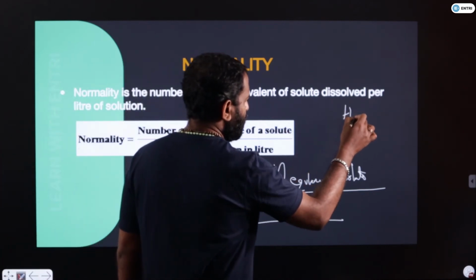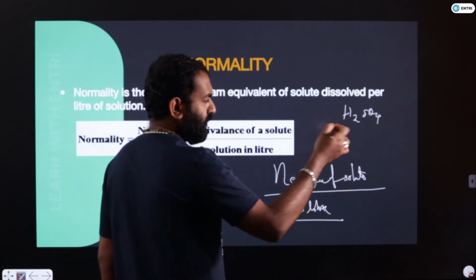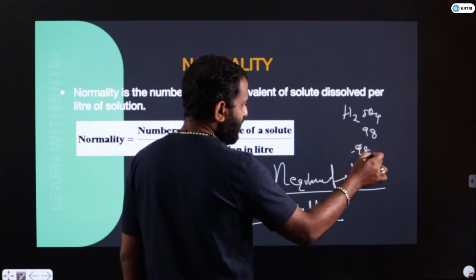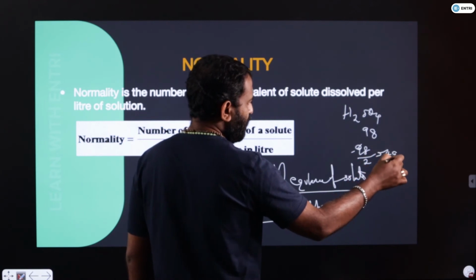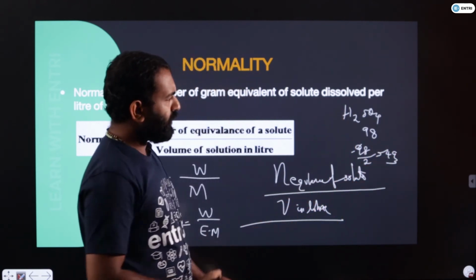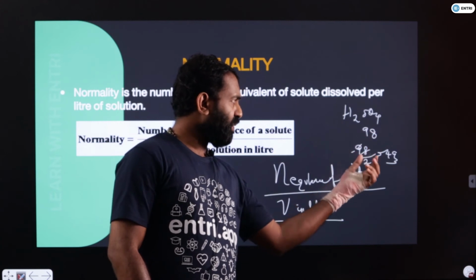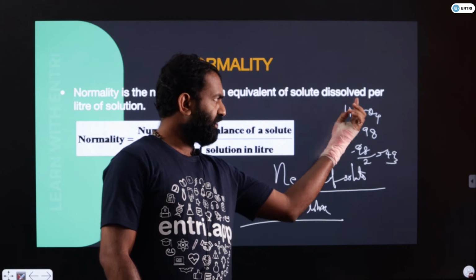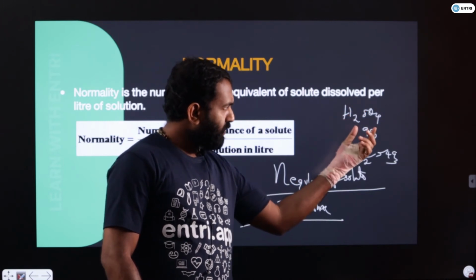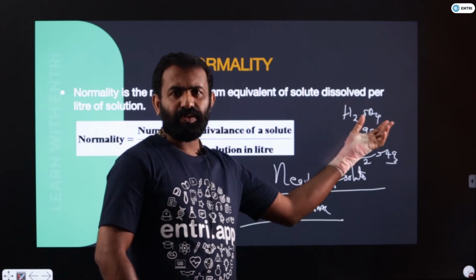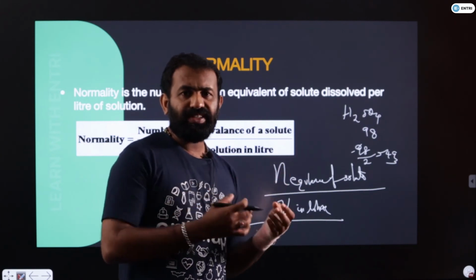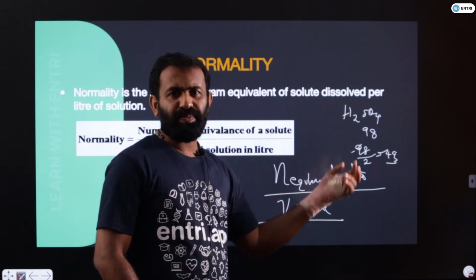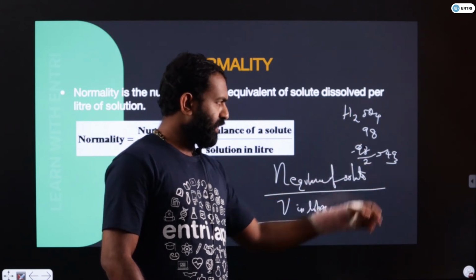Equivalent mass is, suppose in the case of sulfuric acid, the molecular mass is 98 and equivalent mass is 98 divided by 2, that is 49. So equivalent mass is calculated by dividing the molecular mass with the valency. Here in the case of H2SO4, the valency is 2. Either you can calculate total positive charge or total negative charge in the case of acid, salt, base. Here the total positive charge is 2H+. So molecular mass 98 divided by 2, 49.